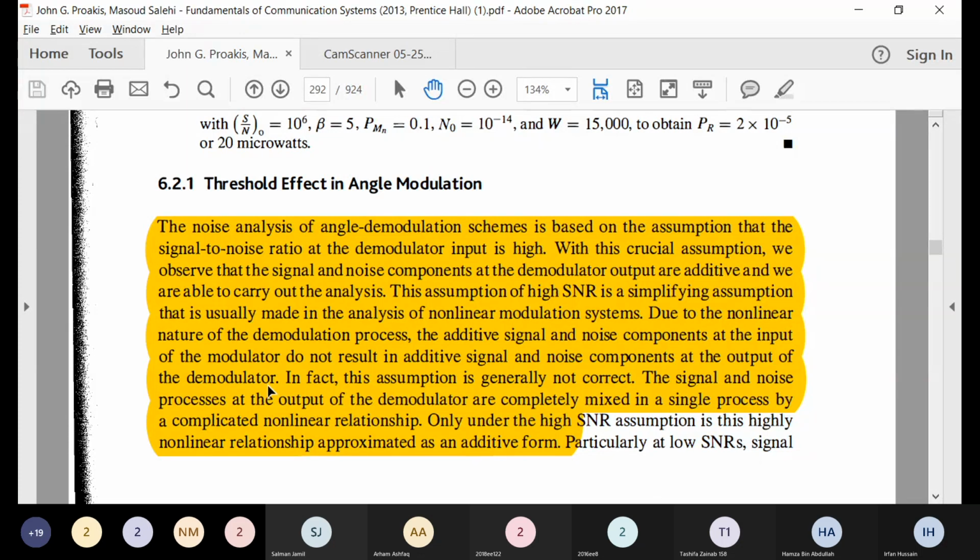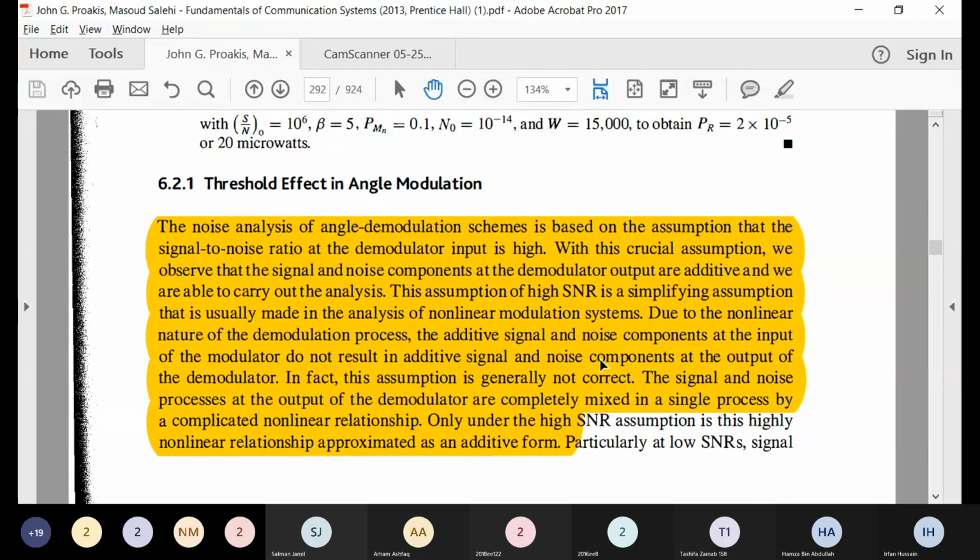demodulator. They actually do not result in the additive signal and noise components at the output of the demodulator, because signal and noise are being added in a simple addition manner at the input to the demodulator, but at the output of the demodulator they might not result in additive signal to noise components.